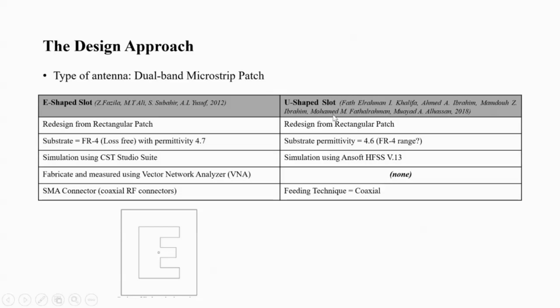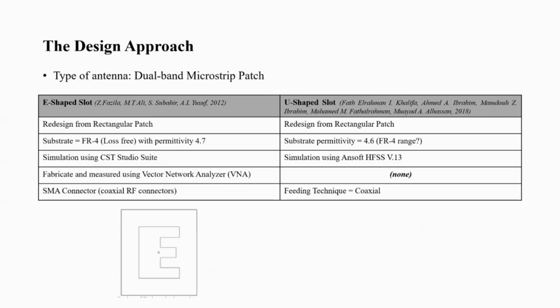And the first relevant article from my finding is this dual band microstrip antenna with U-shaped slot, and this is the author. The U-shaped slot also uses a redesign from a rectangular patch. The substrate used has permittivity 4.6. They didn't specifically mention what type of substrate, but 4.6 permittivity is within the range of FR4 substrate.